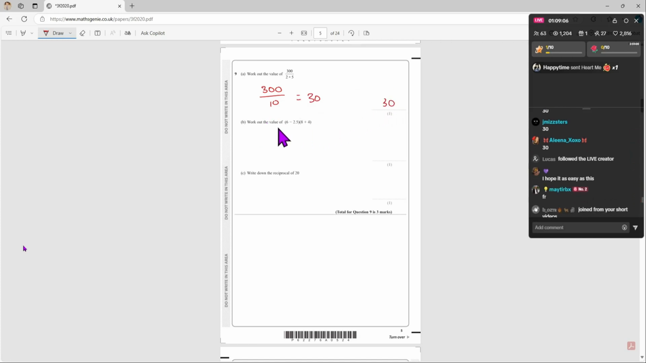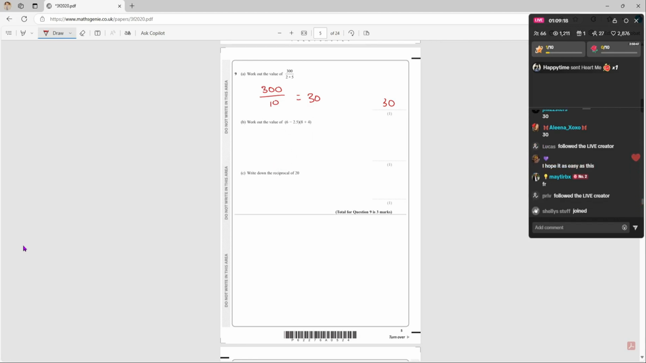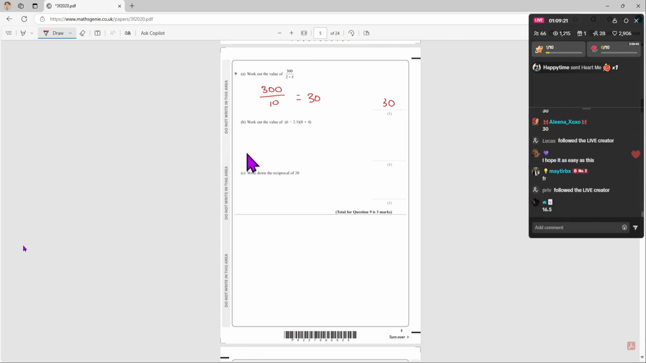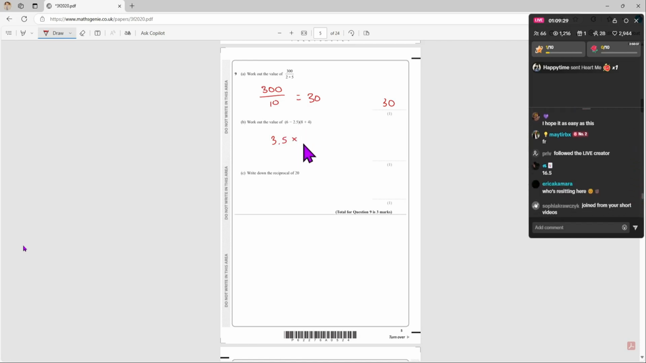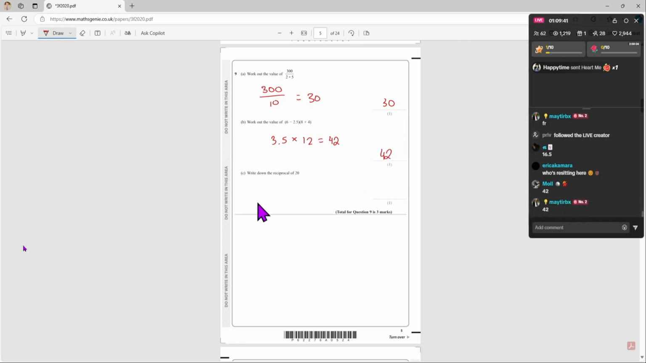Now we need to work out the value of 6 minus 2.5 in brackets, times 8 plus 4. To do this, you will first do 6 minus 2.5, which is 3.5. Then you times it by 8 plus 4, which is 12. 3.5 times 12 will give you 42. And that will be your answer of 42. So well done, guys, for getting that correct.